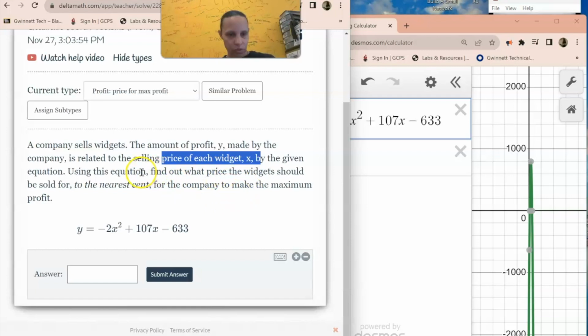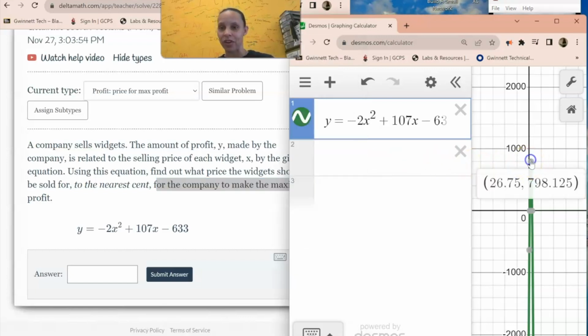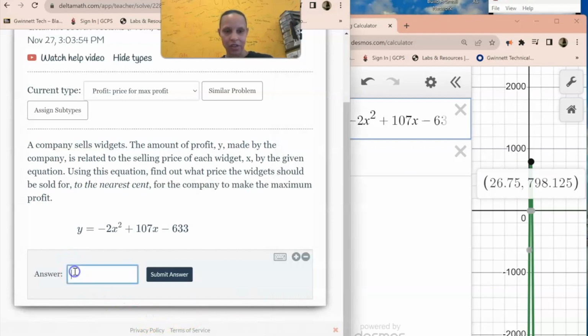All right, so let me see the question. What is the price the widget should be sold for to the nearest cent for the company to make the maximum? Again, where does the maximum happen? At the very top. And again, what did I want? The price, right? Which was my X, because it told me in my question, X. So it's 26.75. Real simple. All you have to do is just read it and understand what it's asking to match it.